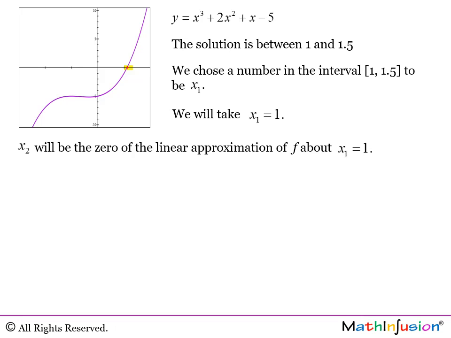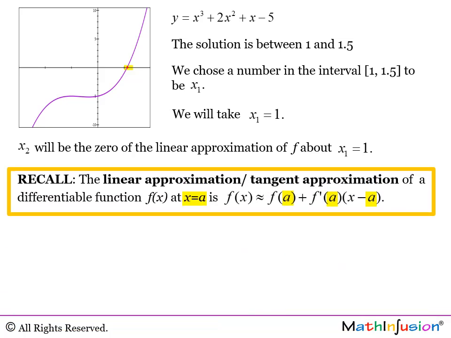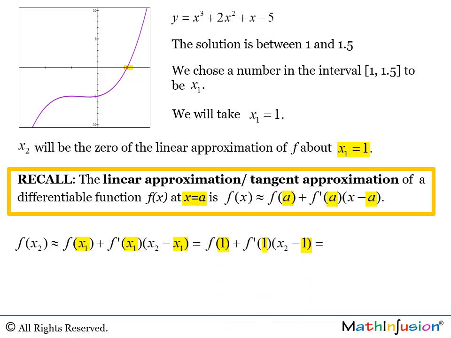I would like to recall that the linear approximation, also called the tangent approximation of a differentiable function f(x) at x equals a, is given by f(a) plus f prime of a times (x minus a). In our case, a equals x sub 1 or just 1. Let's substitute. We will replace x sub 1 by 1 and we get that.